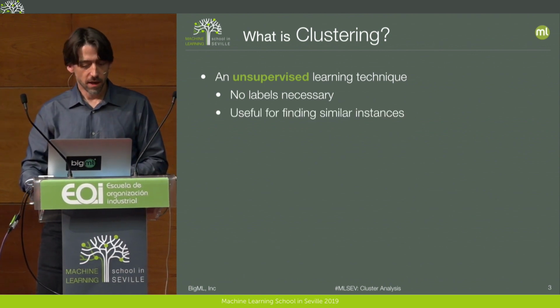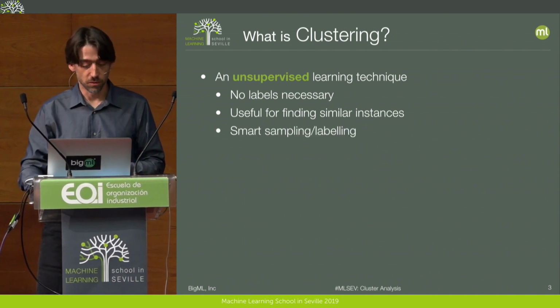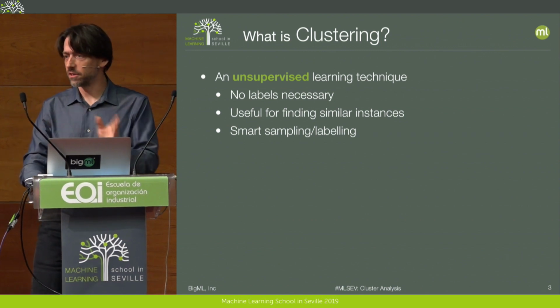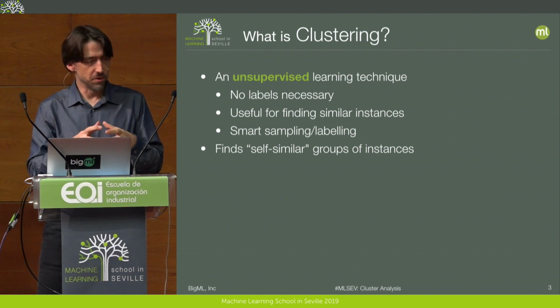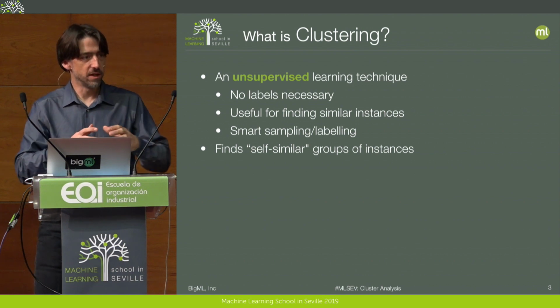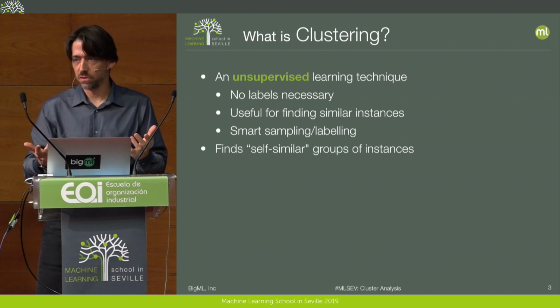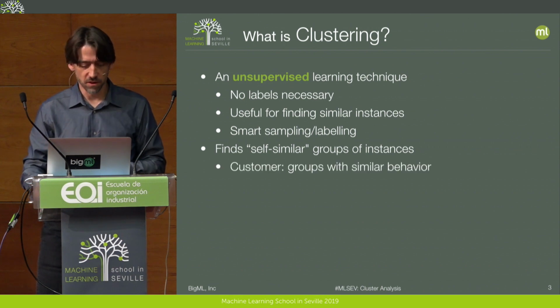It's useful for finding similar instances. In fact, that's pretty much all it's useful for. That's not entirely true. You can do some kind of smart sampling and labeling. I'll explain all this. But really what's happening is we're finding self-similar groups of instances. When we're talking about similarity, we're just taking a data set and asking what things in here look the same, that you can put together, and finding groups where things look similar.